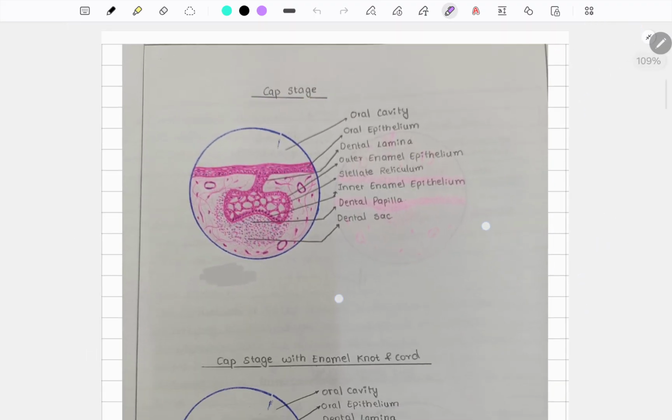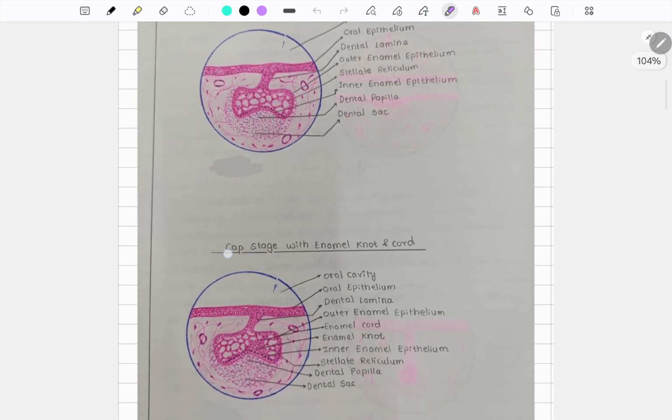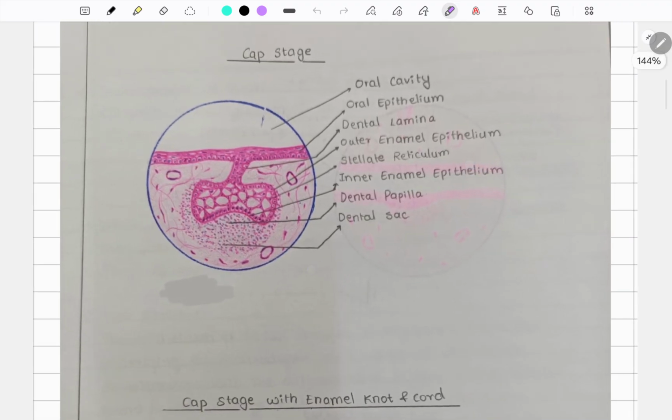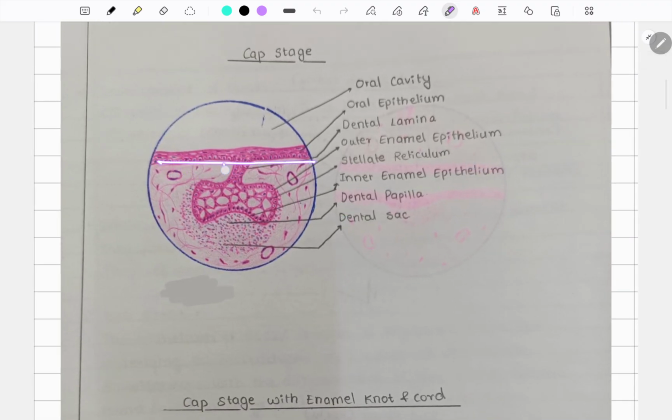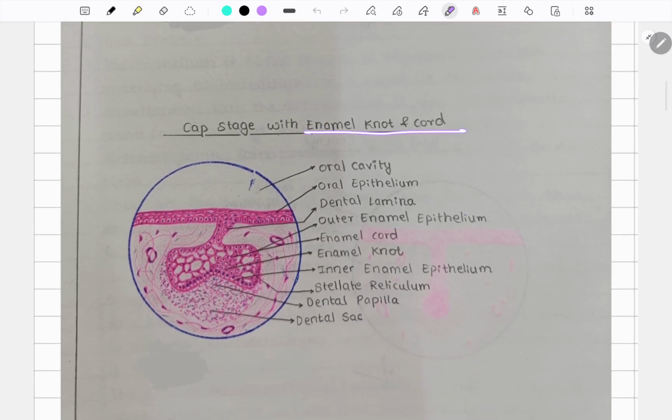Now cap stage can come as only cap stage, or cap stage with enamel knot and enamel cord. Usually only cap stage comes. So this will be oral epithelium, this will be dental lamina, this will be outer enamel epithelium, this will be stellate reticulum, this will be inner enamel epithelium, this will be dental papilla, and this all will be dental sac. While drawing this diagram, you need to make sure that the shape is cap shape, and if it comes with enamel knot and cord, this part will be extra.